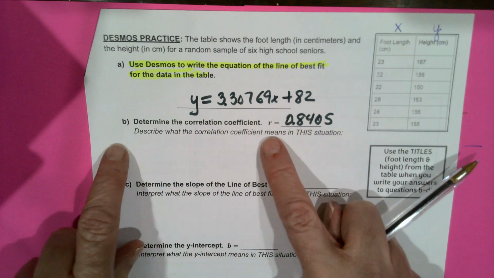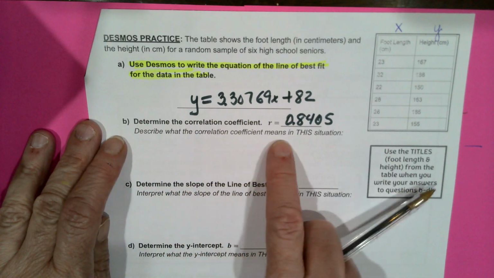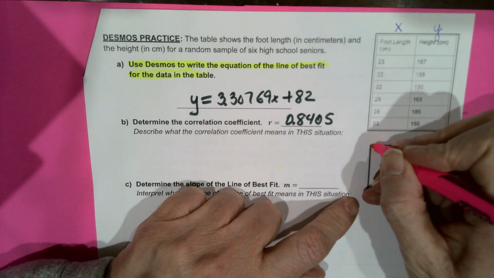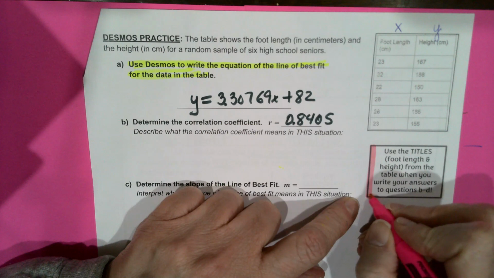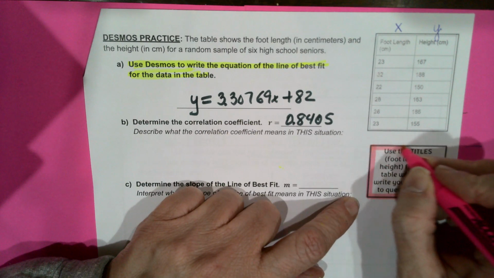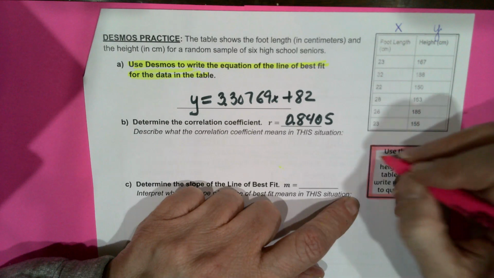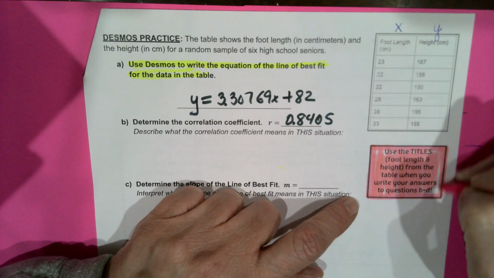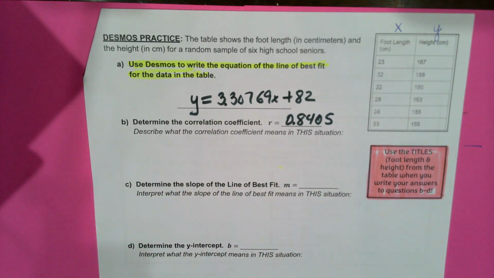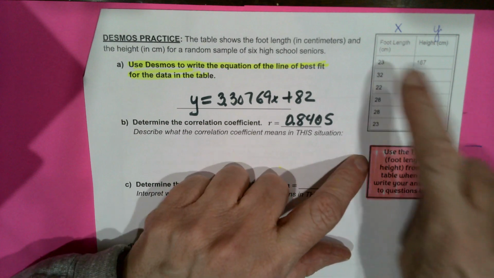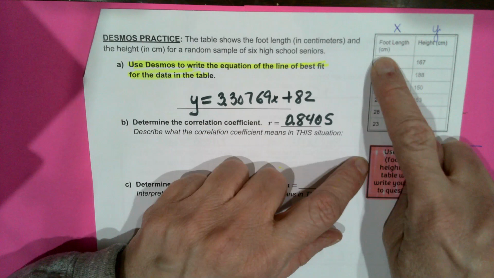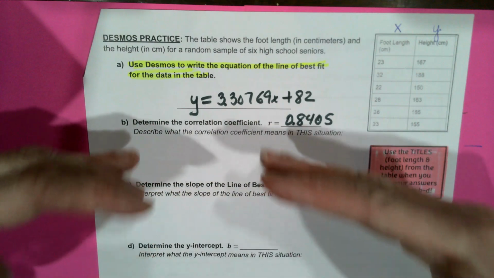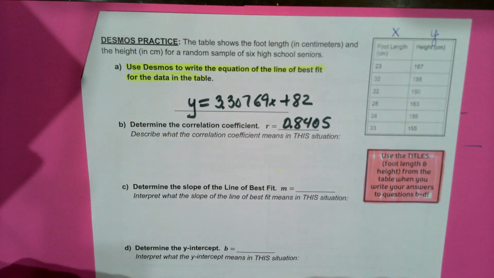So now we have to discuss what this means in this situation. As we discuss these things, we need to make sure we relate it to the specific situation. So we're going to use the titles that we are given as we say what things mean. We're not going to just give a generic answer, we're going to give a specific answer. This particular table compares foot length in centimeters to height in centimeters, so we need to be mentioning foot length and height in just about every one of these answers.